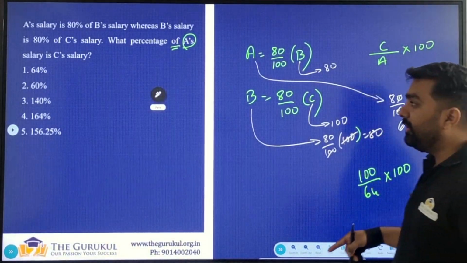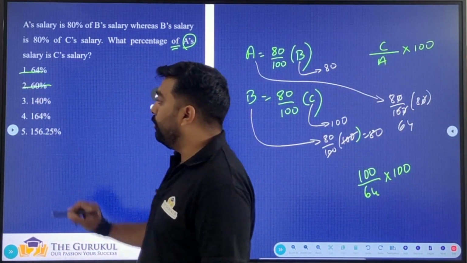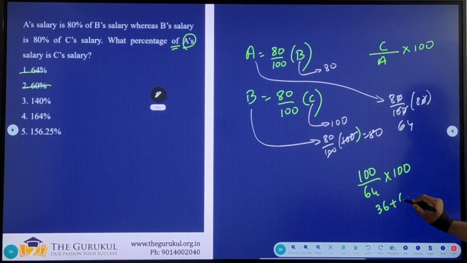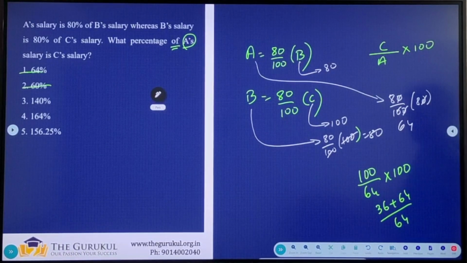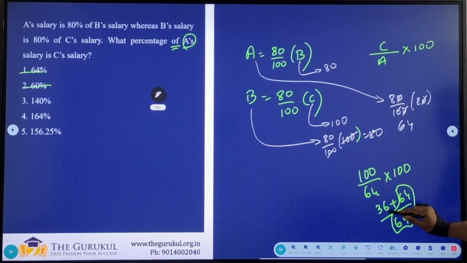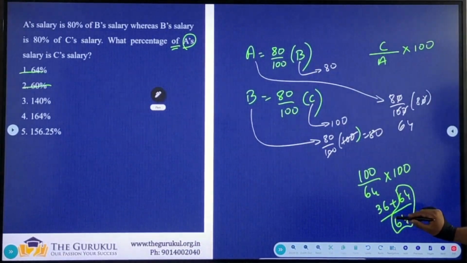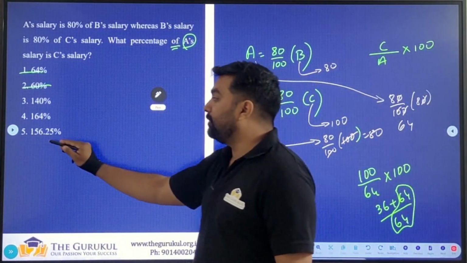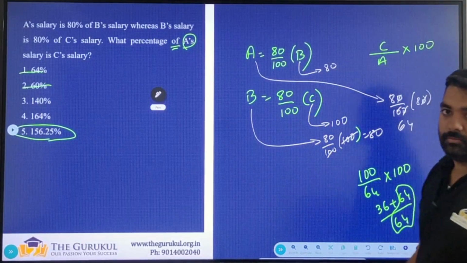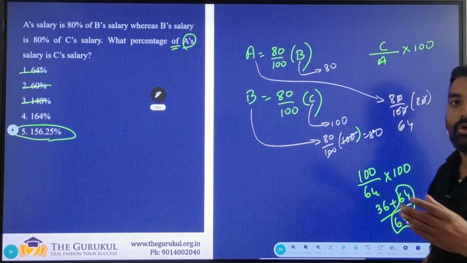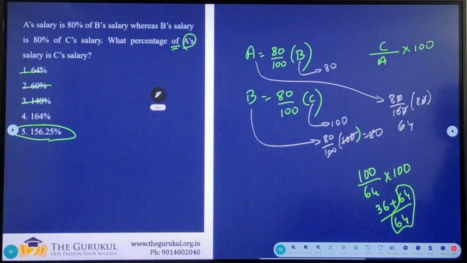First thing, numerator is more than denominator. Answer should be more than 100%. Because this will be 36 plus 64 by 64. Right. This will be 100% plus something. Now this plus something is more than half. If it is half, that is 32. This is more than half. So answer should be 156. Not 140 because it is more than half. Not 160 because it is not very much more, it is just slightly more, 4 units more.